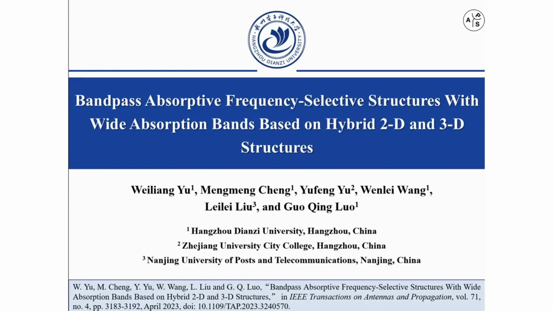In this video, a bandpass absorptive frequency-selective structure with wide absorption bands is introduced. It utilizes a combination of 2- and 3-dimensional elements. The research related to this design can be found in the IEEE Transactions on Antennas and Propagation.